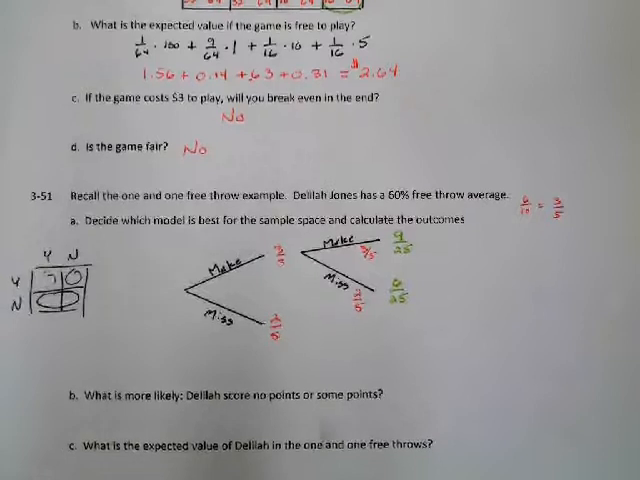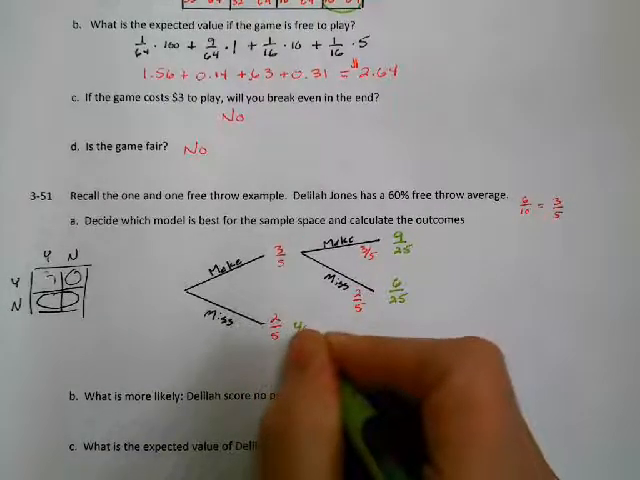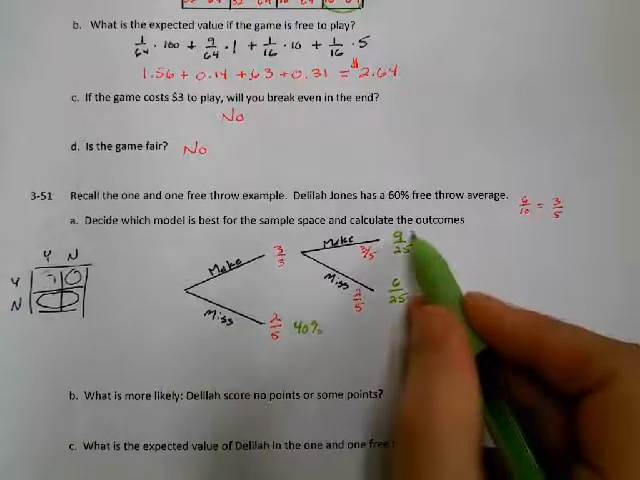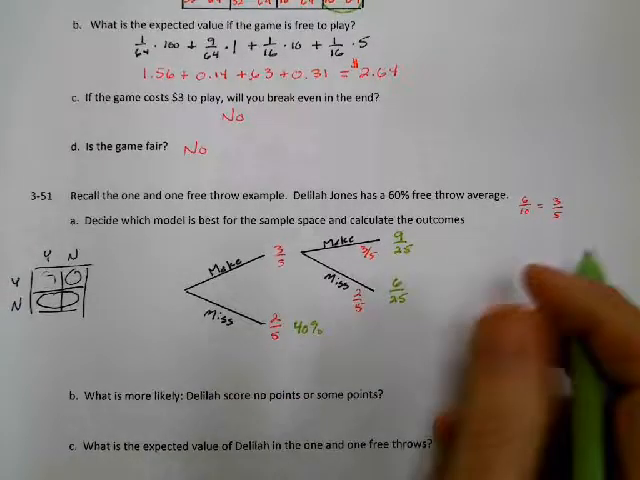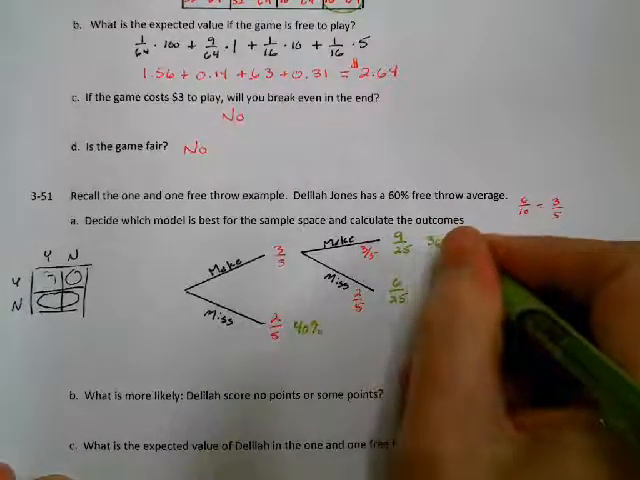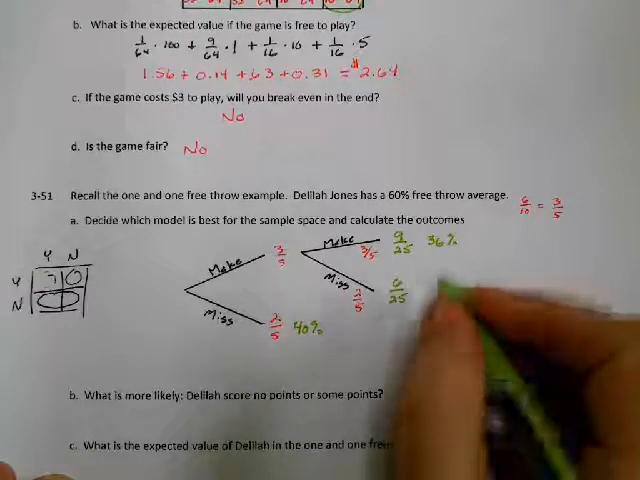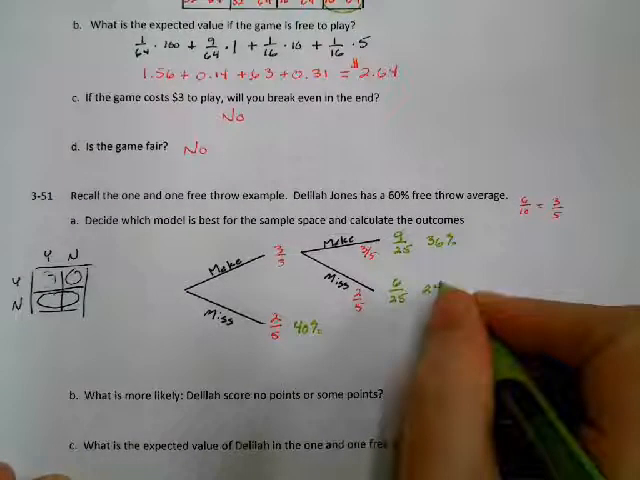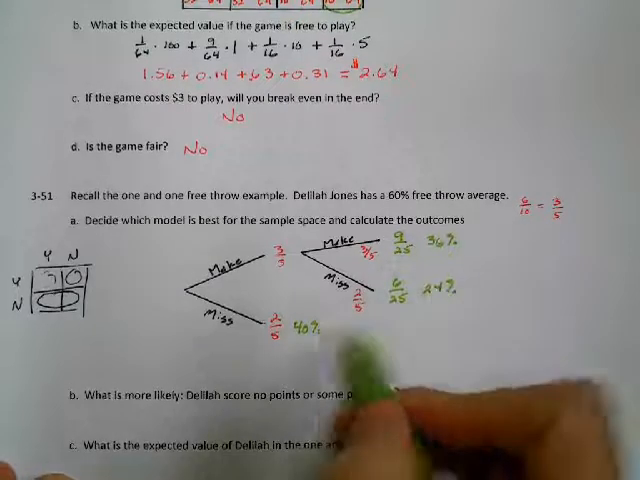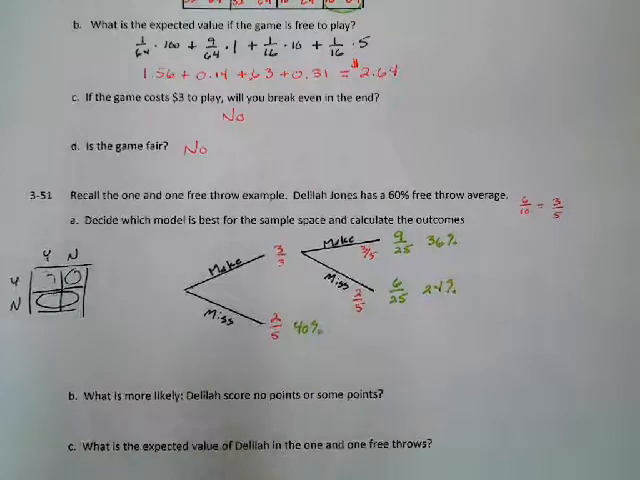Now if I did this as percentages, 2 out of 5 would be a 40% chance. 9/25 ends up being a 36% chance. And 6 out of 25 ends up being a 24% chance. Now you see that if we add these up, 36 plus 24 is 60, plus 40 is 100. So we're getting a 100% chance. All of our outcomes should eventually come out to 100%.